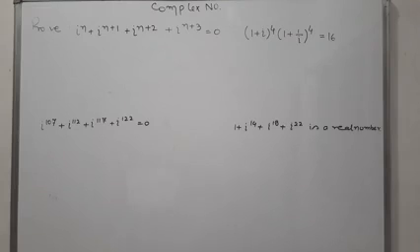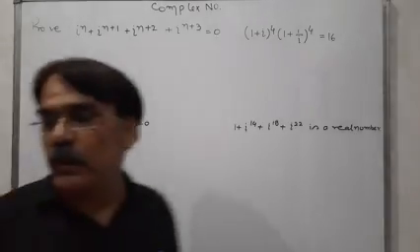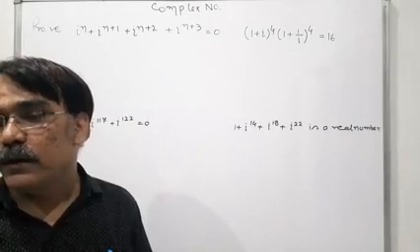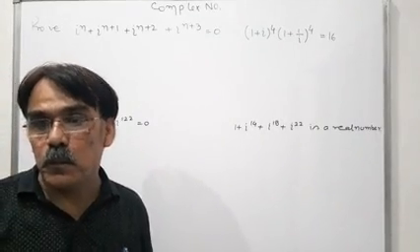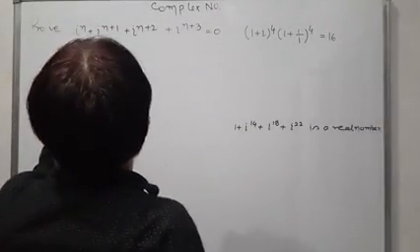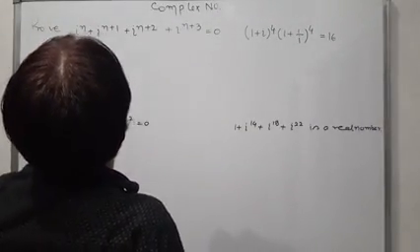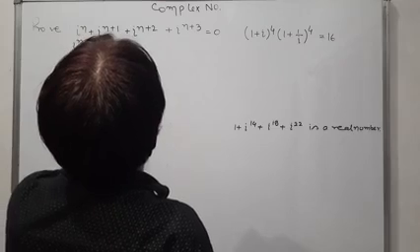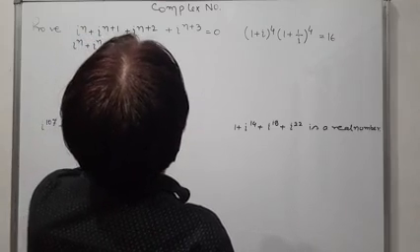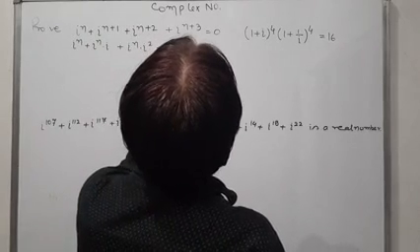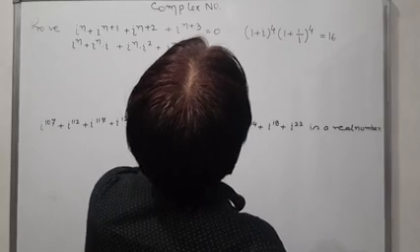Now let's see the question. i to the power n plus i to the power n plus 1 plus i to the power n plus 2 plus i to the power n plus 3 is equal to 0. We will write it as i to the power n plus i to the power n into i plus i to the power n into i square plus i to the power n into i cube is equal to 0.